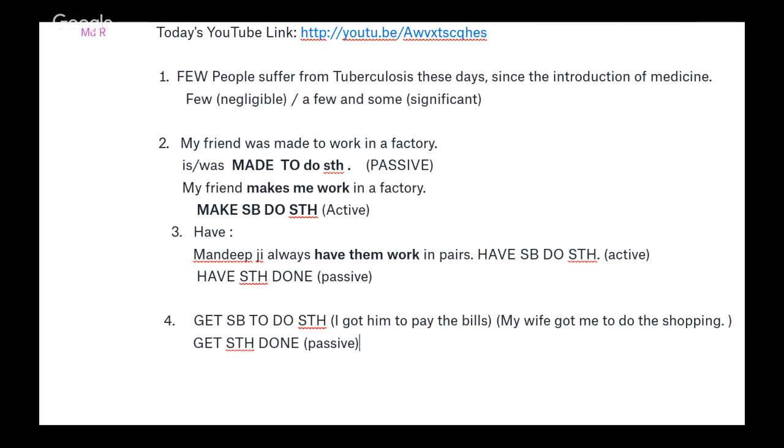For example, I got the car parked. How easy is this? I got the car parked. Did you park it yourself? You didn't do it yourself. Someone did it for you. So very easy. Now let's come to number 5.